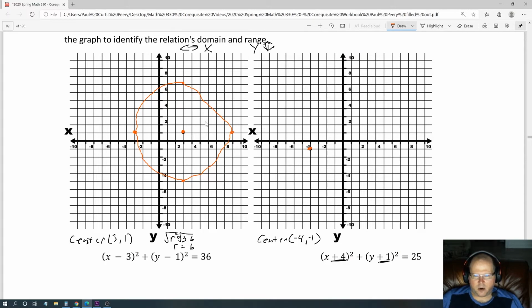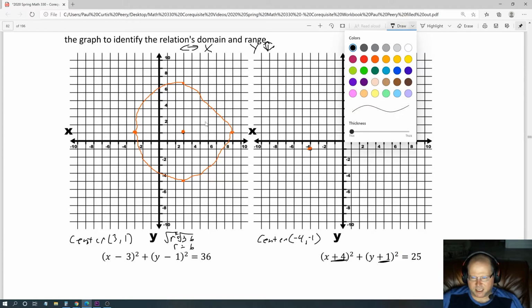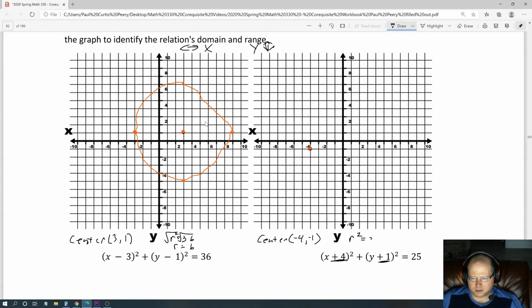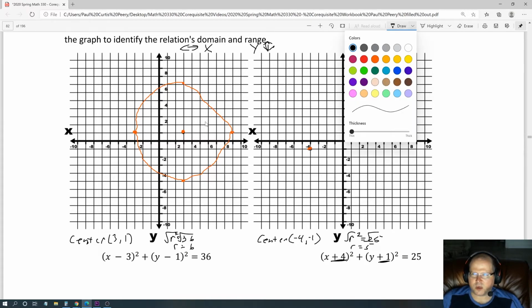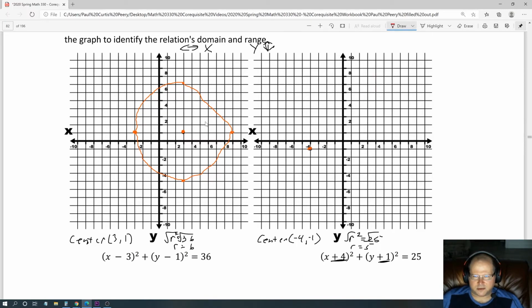Red. Okay, now the radius is going to be a little bit different because we know that r squared is equal to 25. And therefore, if I want to find what r is equal to, I'd say, well, r is equal to 5, all right, which is the square root of 25. Okay, so we want to go 5 in each direction. So 1, 2, 3, 4, 5.